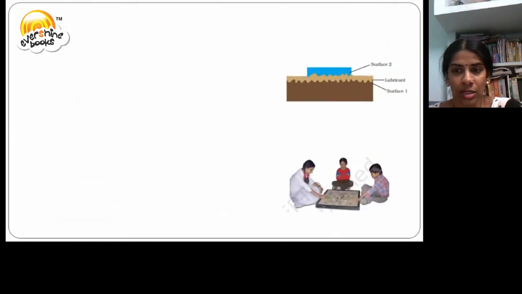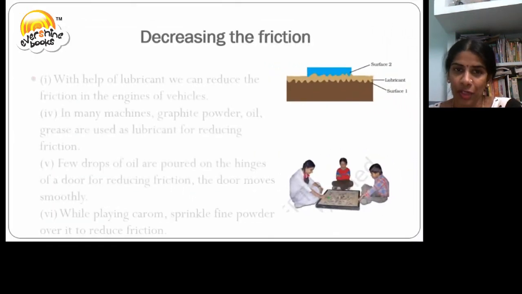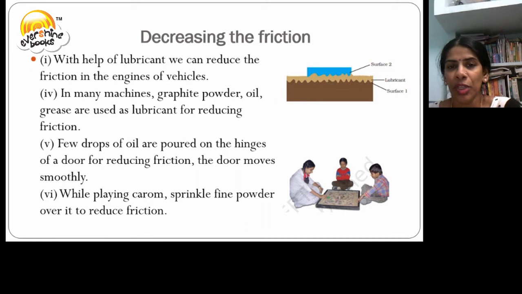Let us now discuss how to decrease the friction. With the help of a lubricant, we can reduce the friction in the engines and wheels. In machines, graphite powder, oil, and grease can be used as lubricants to reduce the friction. Sometimes a few drops of oil are poured on the hinges of a door to reduce the friction so that the door moves smoothly. While playing carom, we sprinkle fine powder. This is done to reduce the friction.